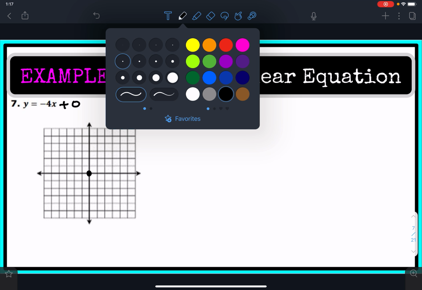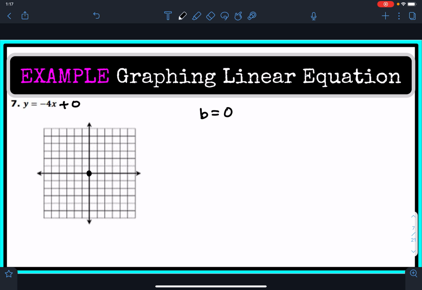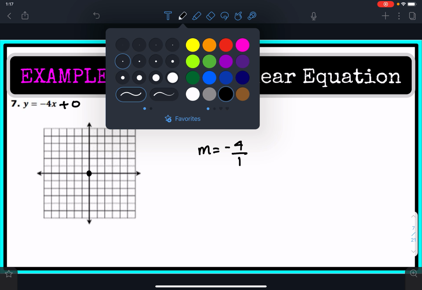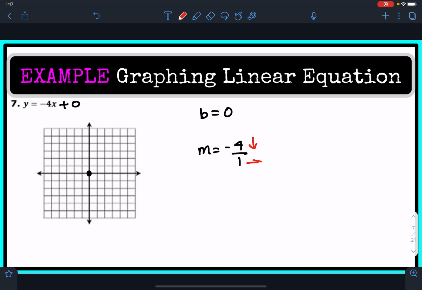Our slope being negative 4, because it's a whole number, I would write it as negative 4 over 1. We would simply go down 4 and then over 1. So 1, 2, 3, 4, and then over 1. And retracing my steps, I can go up 1, 2, 3, 4, and back 1, and it has this slope. So again, from left to right, I am going down 4 over 1, and again, I have that rise over run of negative 4 over 1. And then connecting those, my line will look something like that.